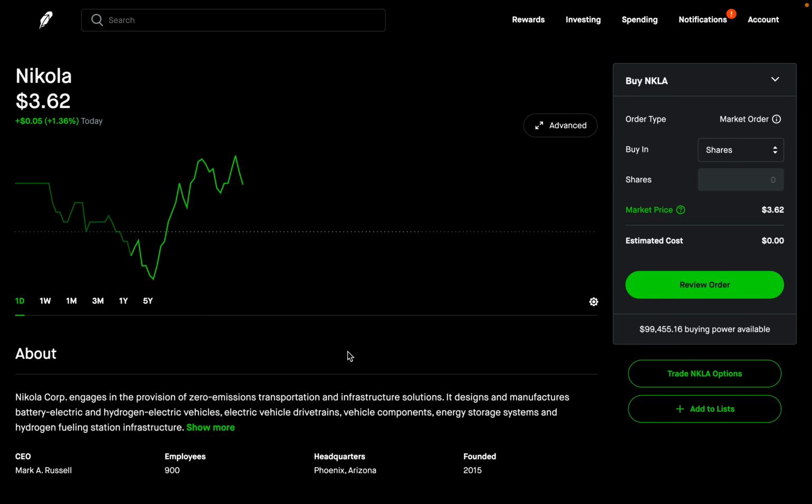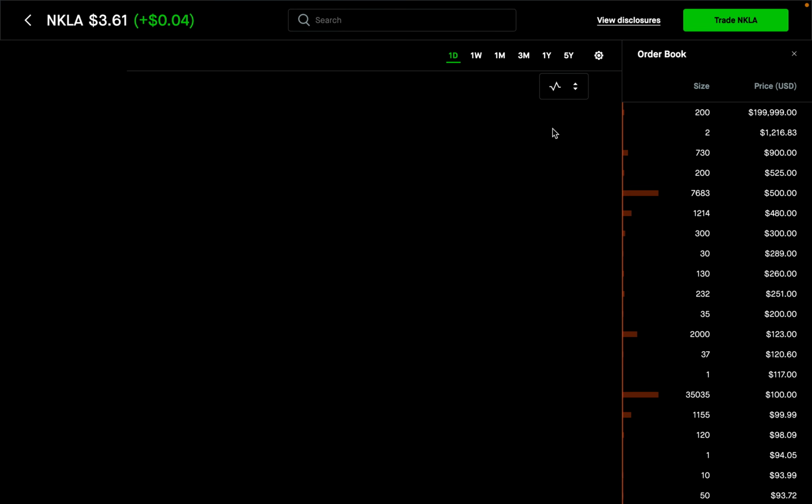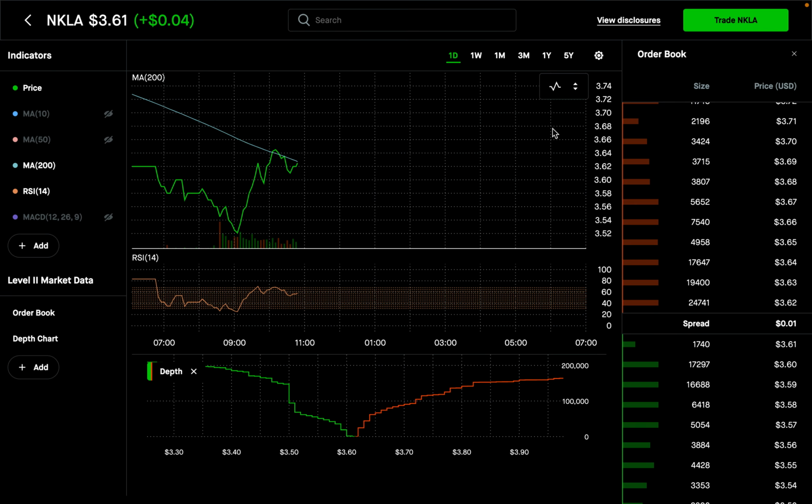So let's say you found something like this stock right here, Nikola, NKLA is the ticker symbol. Let's say maybe you're looking to day trade this, you're looking to scalp, and you want to know more information about where people are buying and where people are selling. So what you want to do here is, once you find that stock, you're going to go into this advanced section here. So let's go ahead and click on this advanced section. So here's what you're going to see.